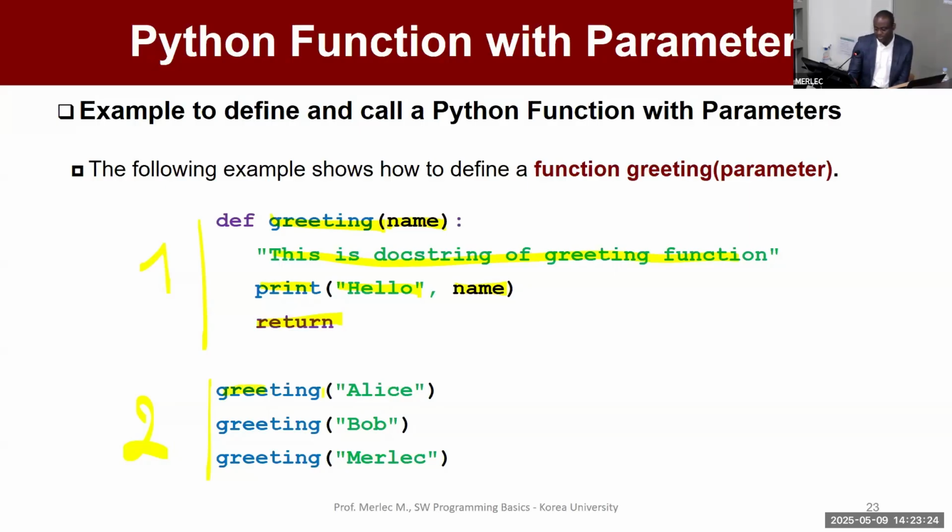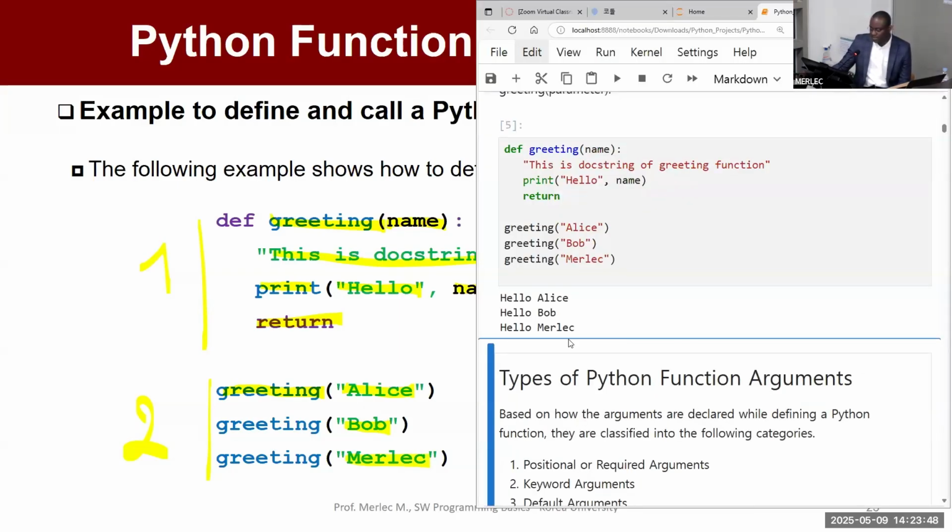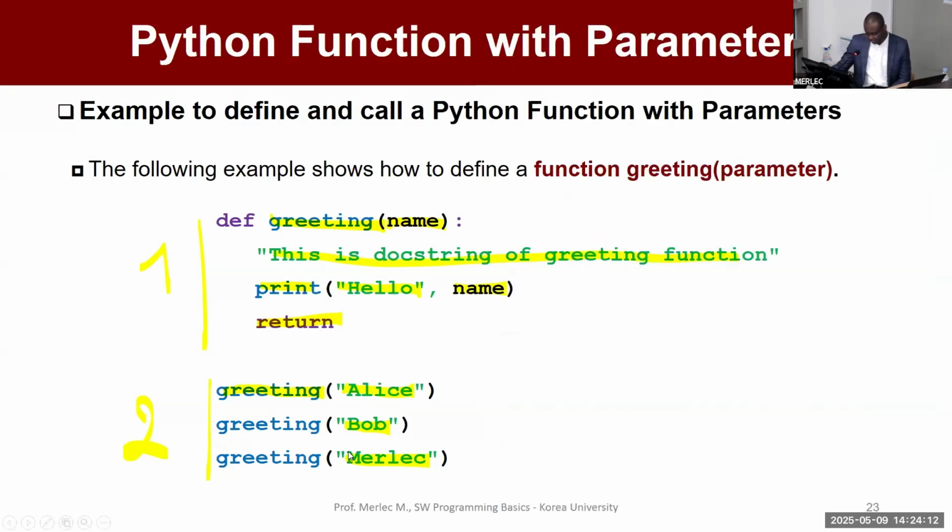So whenever we call this greeting by passing a value, like here we are passing a string value Alice, it will show hello Alice. If we pass Bob, it will print hello Bob. If we pass the value Malek, it will print hello Malek. When I run this script, you will see it will print 3 different lines: hello Alice, hello Bob, and hello Malek. This is the case of a function which receives values passed as arguments that will be mapped with the formal parameter name, which is defined within the function parentheses.